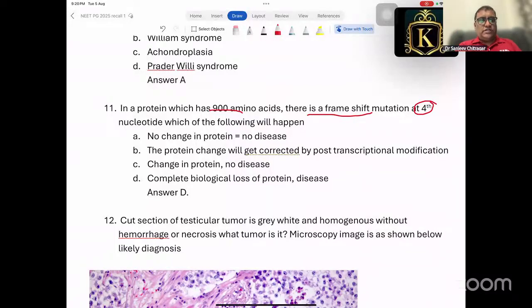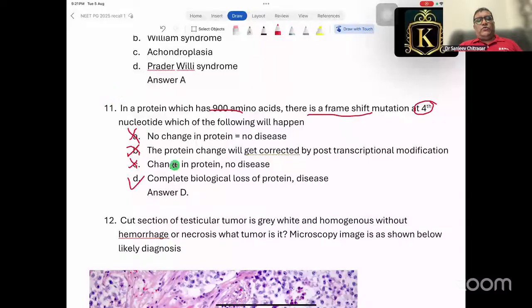So no change in the protein. No, that is not the answer. Protein will change, will get corrected by post-transcriptional modification. No, post-transcriptional modification will only change the first amino acid, methionine. Change in protein, no disease. That is also not the case. Answer is option D. Complete loss of function of the protein and in fact gain of function of an abnormal protein. Both will be happening due to the same mutation, right?